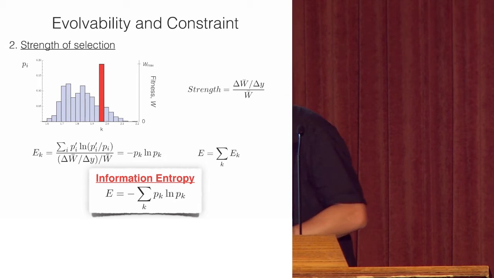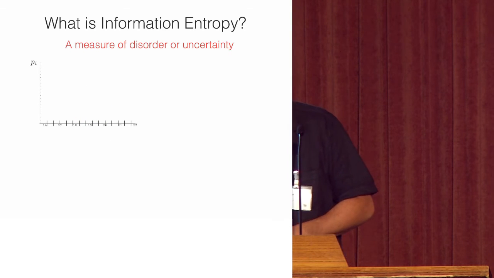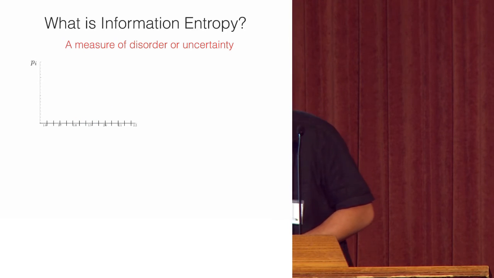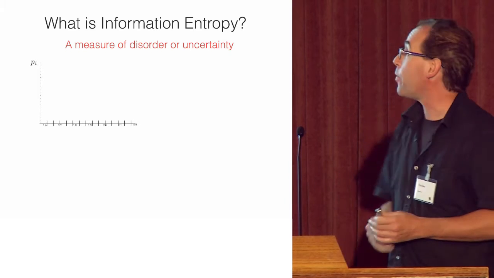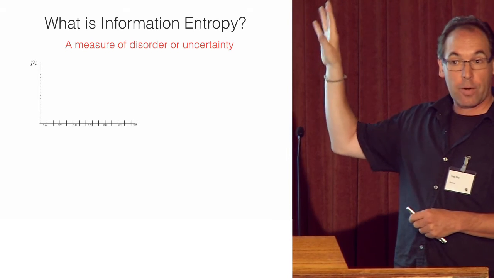Now, I'm sure, this is why I wanted to show you where it came from, because it's a mystical thing that crazy people talk about sometimes in evolutionary biology. I want to give you a feel for what it is, just because it's probably not familiar to everybody. And in a way, it's a measure of uncertainty.